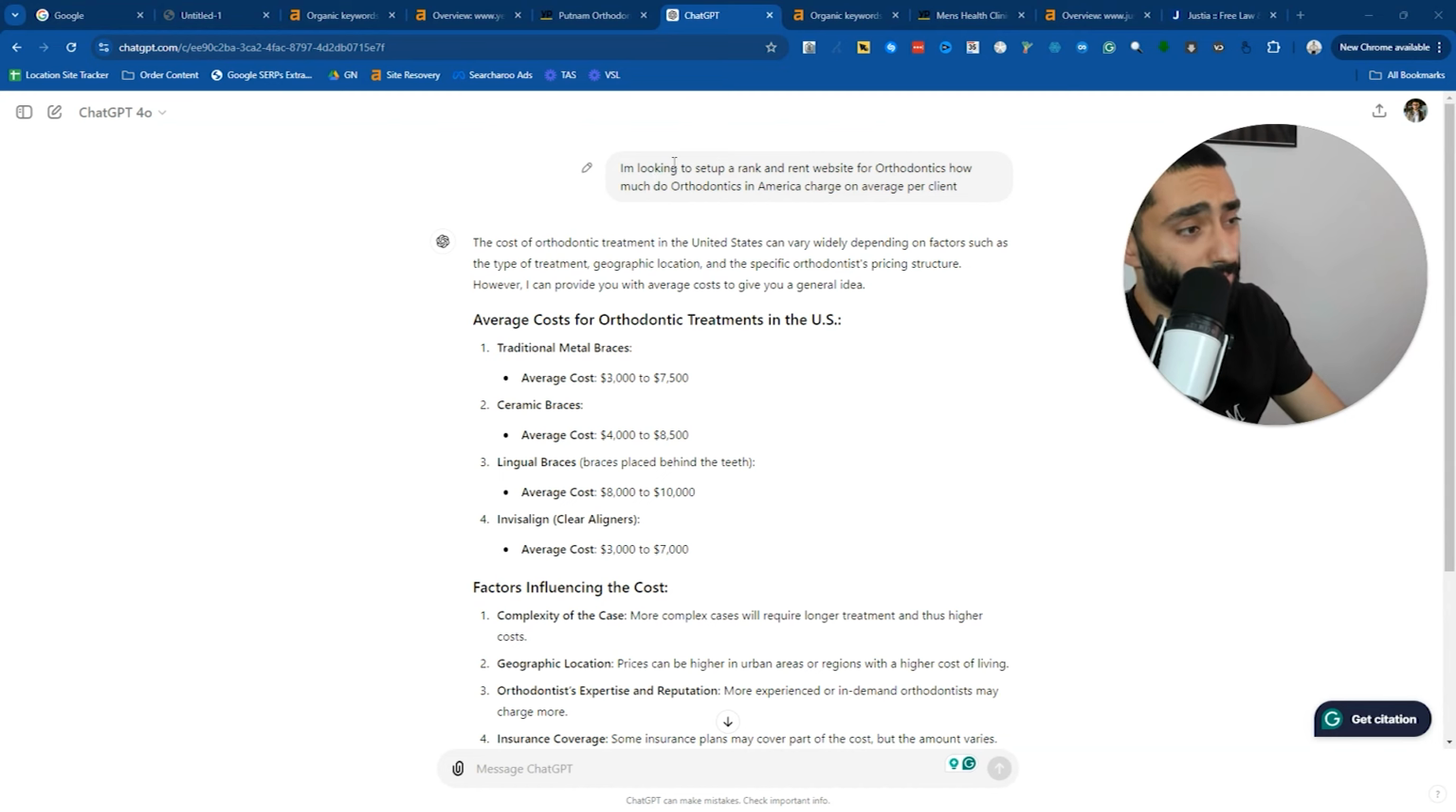So this is the prompt that I've used. It's very, very simple. I'm looking to set up a rank and rent website for orthodontics. How much do orthodontics in America charge on average per client? Now, the reason why I've picked America is because in the UK we've got something called the NHS, and these prices are actually a little bit lower, and also the government pays for them. So in dentistry in the UK, it's not as lucrative as it is in America.